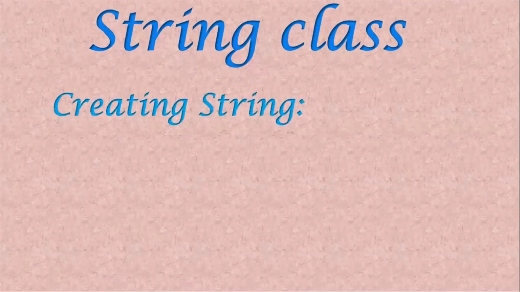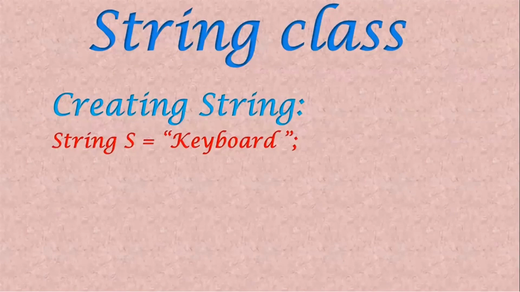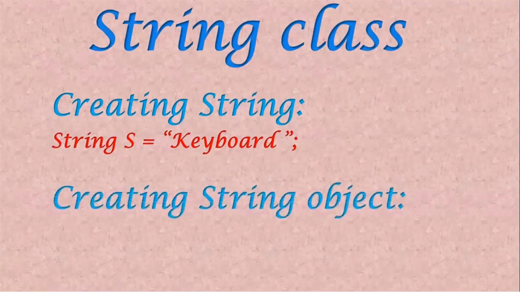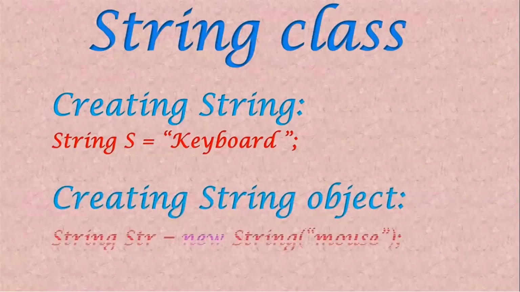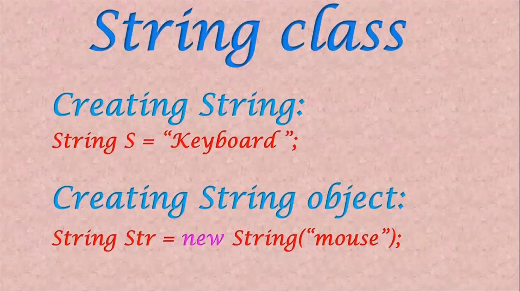String handling. Let us now see the String class. Creating a string. A string is a reference data type. So the variable s I have taken. String s is equal to keyboard inside the double quotation and I terminate. So this is the way of initializing the string variable. String object. String str, here str is the object name, that is a valid identifier, can be anything. Equal to new keyword we use and then String of mouse I have given inside the double quotation, where the mouse is stored in the string object called str.